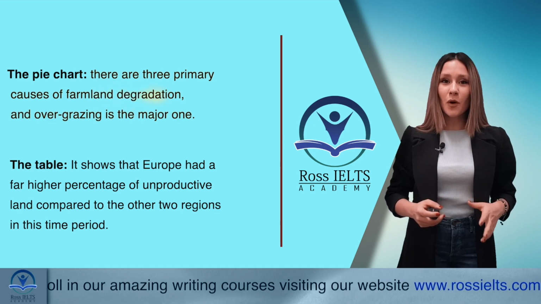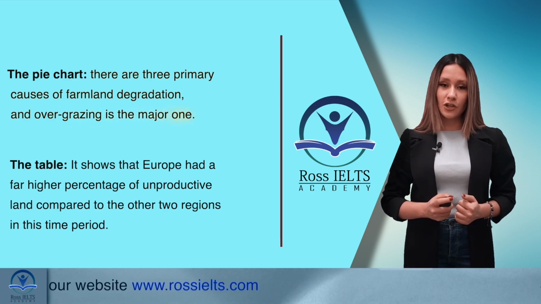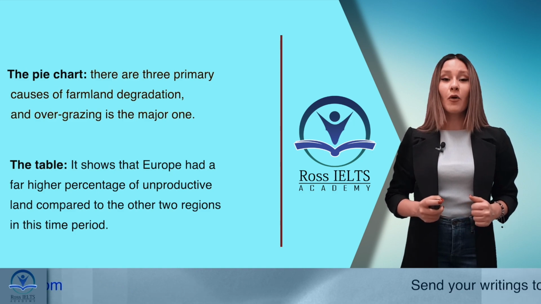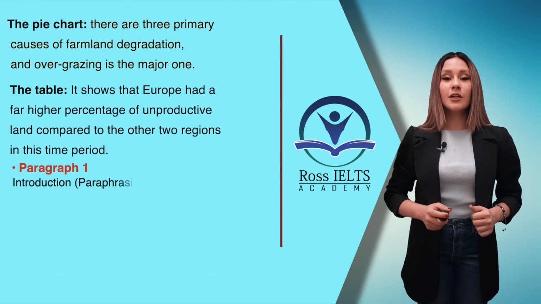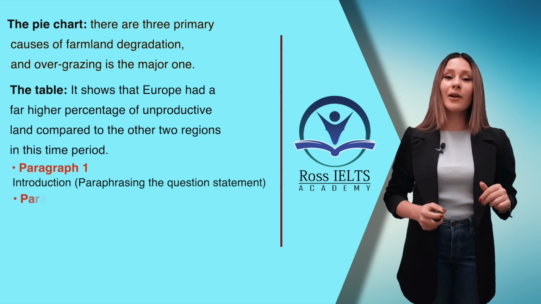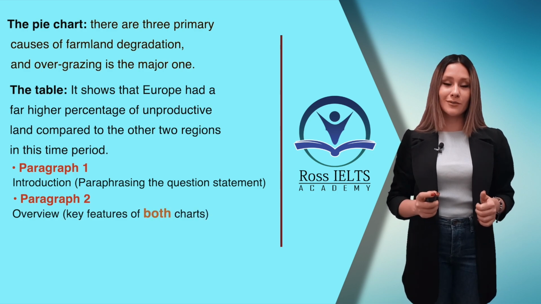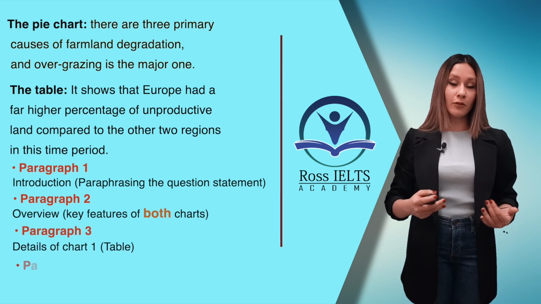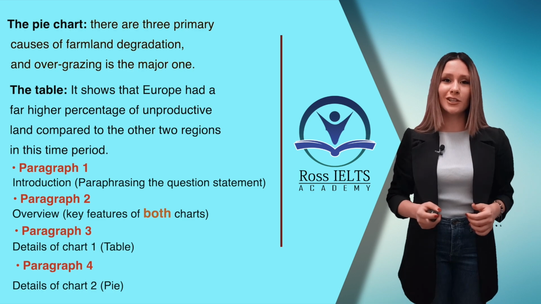Perfect. Now that we know what question type we are dealing with, analyze the parts they are made of, and the key features in each, it's time to see what paragraph structure we can apply to write our own writing. From what we have learned before, here's the structure. The first paragraph is the introduction paragraph, in which you should paraphrase the question statement. The second paragraph is the overview paragraph, in which the key features of both charts are mentioned. The third paragraph is the details of the first chart, and the fourth paragraph is the details of the second chart, which is the pie chart here.